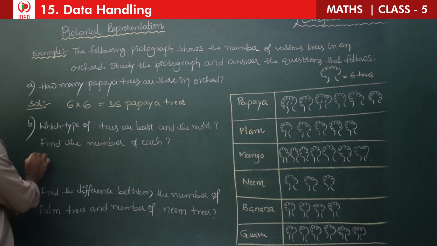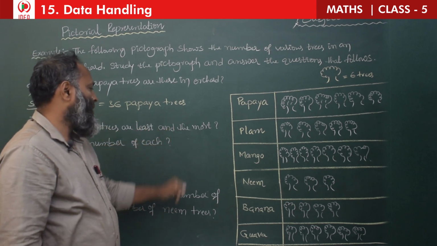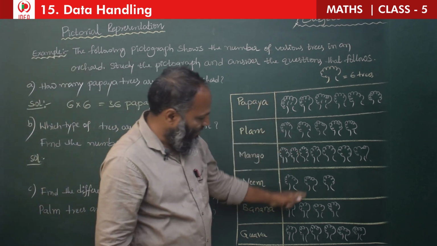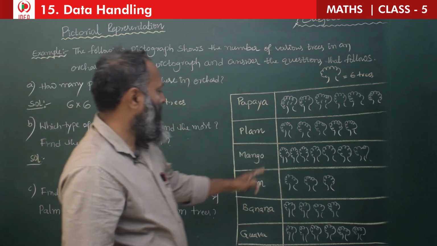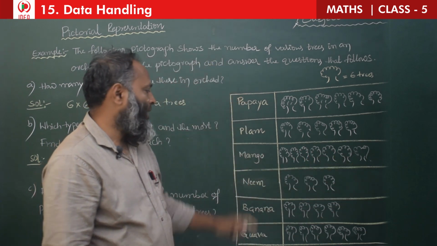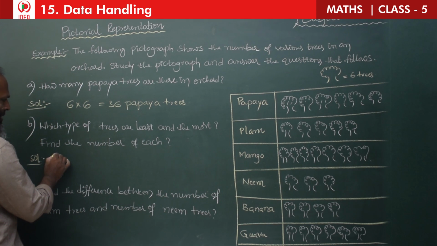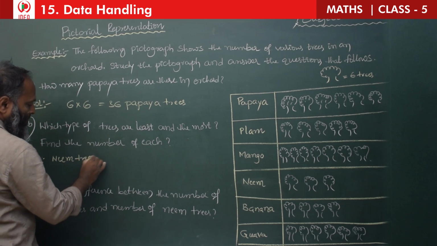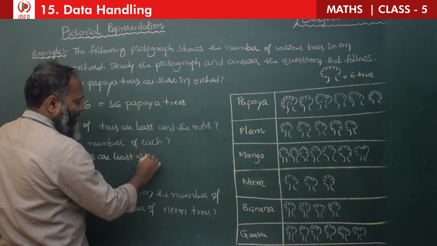Next, in the second question, which type of trees are least and the most? Find the number of each. Least means least pictures. In the picture, least is neem. The highest is mango: 1, 2, 3, 4, 5, 6, 7. 7 trees are there in mango. So mangoes are the most and neem trees are the least. So that implies we should find the number of neem trees.